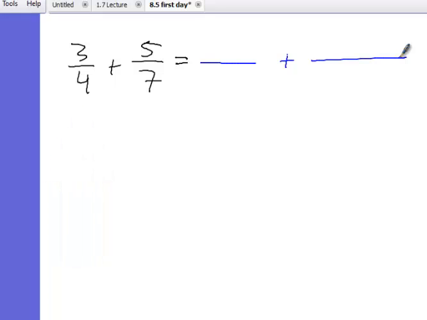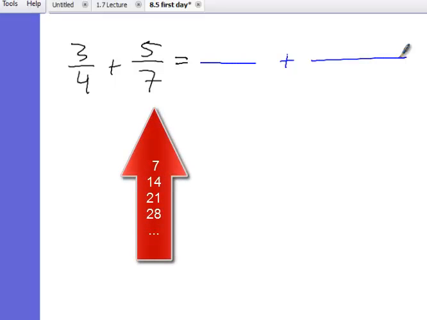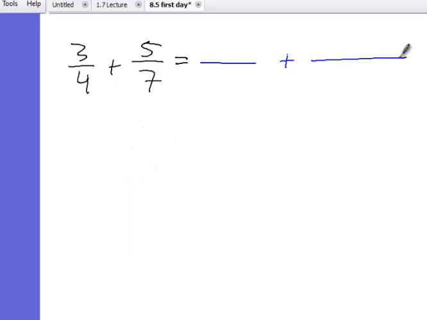And I'm trying to find the smallest multiple of 4 and multiple of 7 that are the same. So what are the multiples of 7? 7, 14, 21, 28, right? So what's the smallest common multiple of 4 and 7? 28. In this case, it happens to be 4 times 7 and 7 times 4, right?